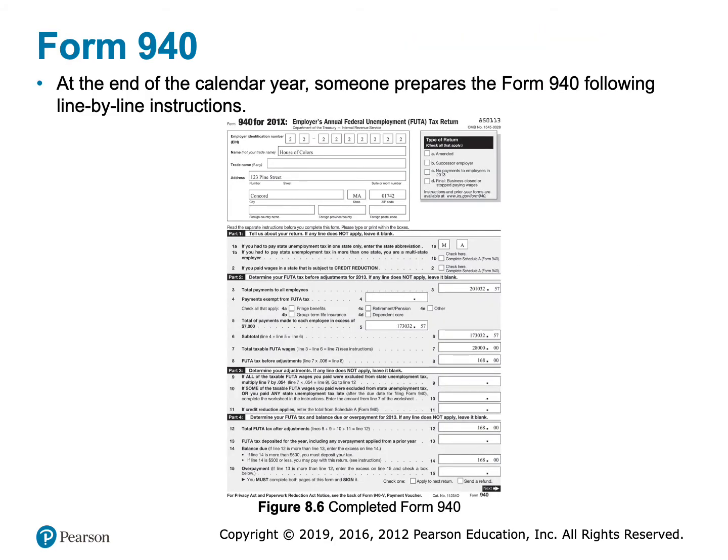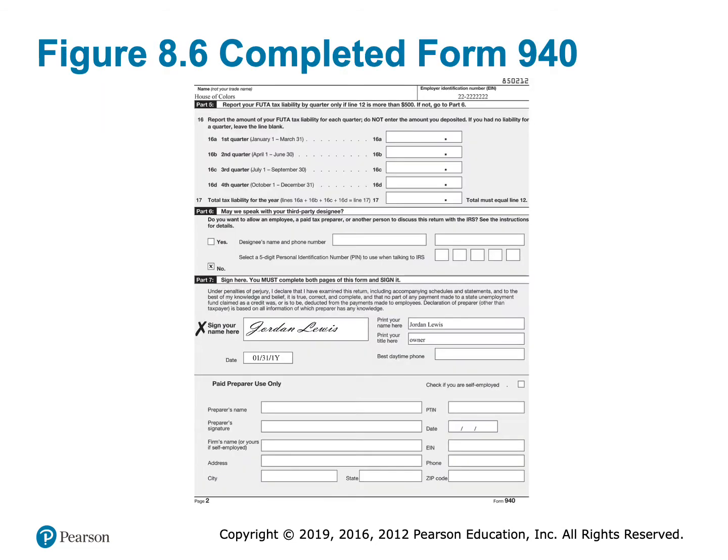So here's our Form 940. This is going to list our totals for the entire year. It's very similar to that Form 941 that we looked at in the second video, but this is for the entire year. And then again, we're going to sign it and send it in with any payment that we have due.